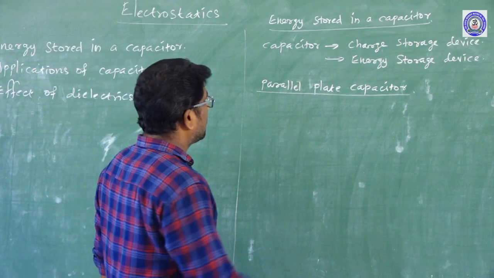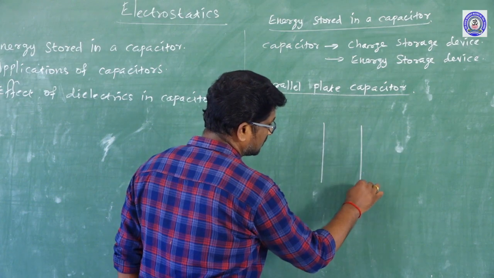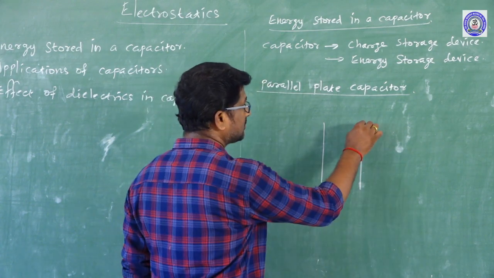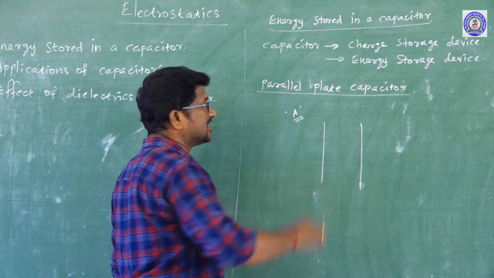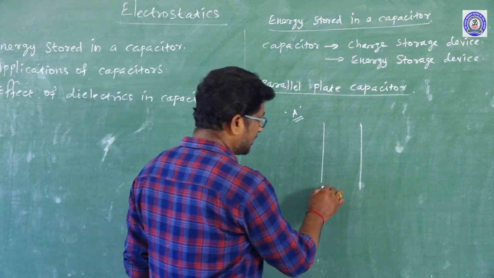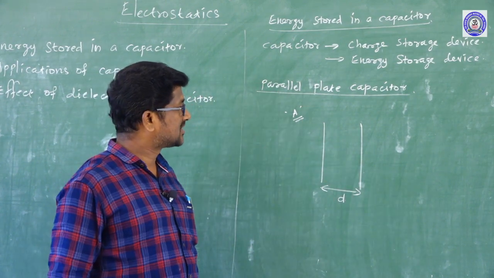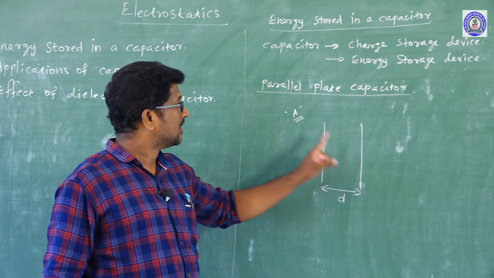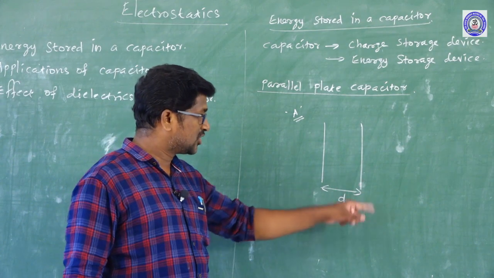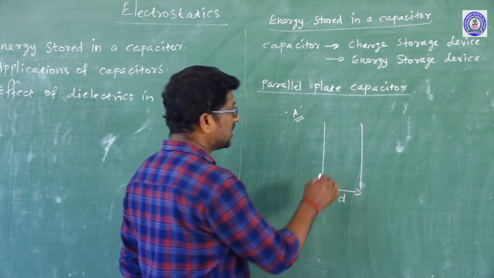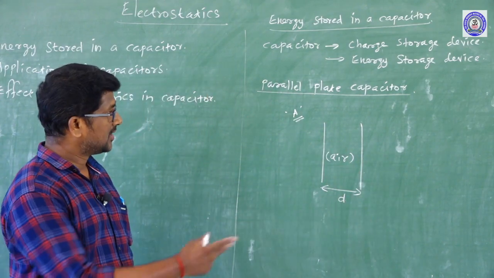Right. Okay, here generally the parallel plate capacitor consists of two plates. The area of cross section of each plate is generally represented by A, and the separation between the two plates is D. It consists of two metal plates, each of them with the same area of cross section. Suppose the medium in between the plates is air.